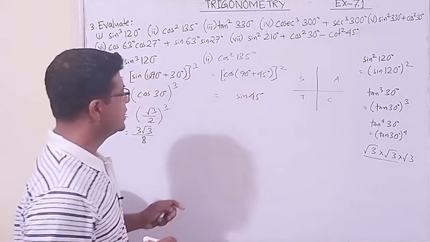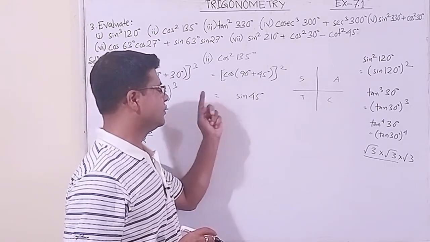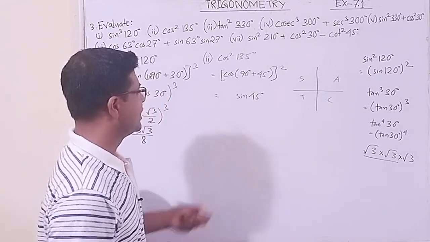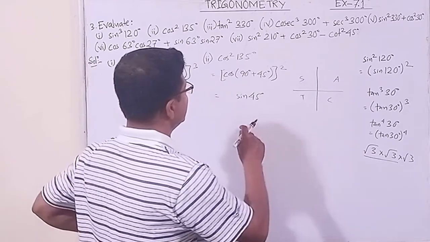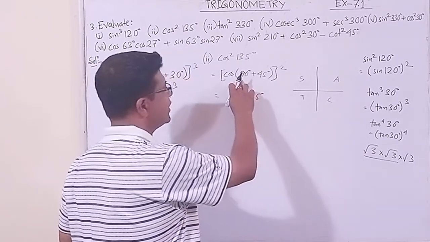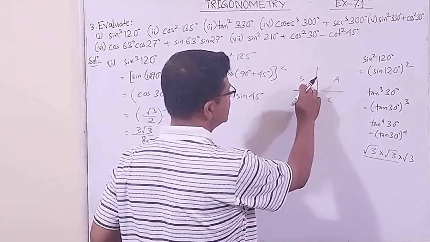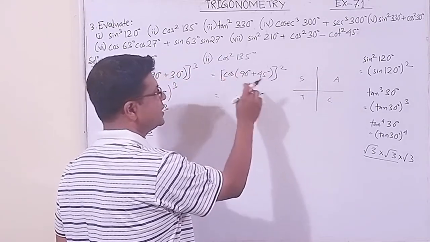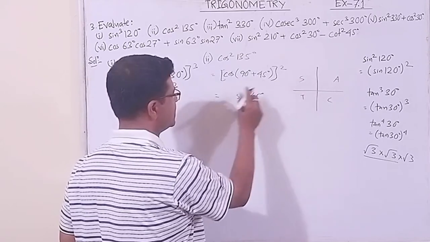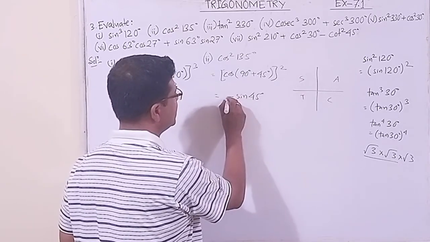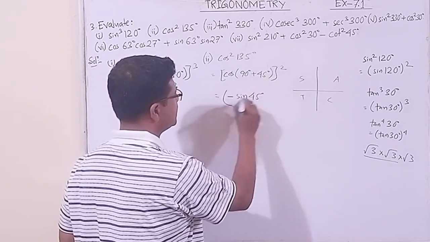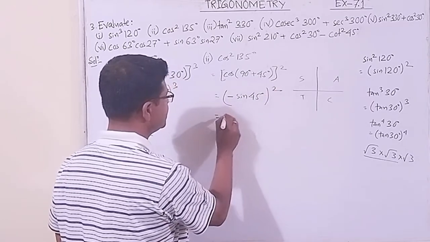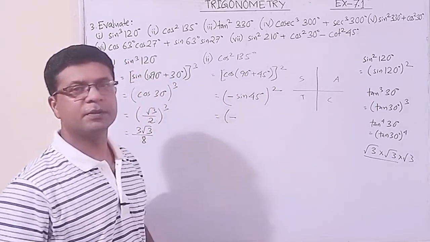Now we will go for the sign, plus or minus. Where is it located? 1 plus 1, 2. That is, it is in the second quadrant. 90 plus 45. In the second quadrant, cos is negative because only sine is positive. So this is negative. We have given a minus sign. Its square, no problem. What is the value of sine 45 degree?